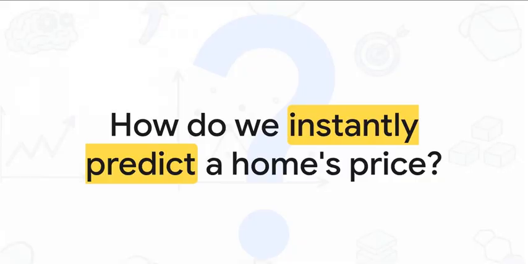Just think about this for a second. How does a computer look at, say, 10,000 past home sales with all their crazy variations in size, age, location, and then instantly predict the exact price of a totally new listing? Real-life data is messy, it's chaotic. Guessing unknown values feels like it should require some deep human intuition or, I don't know, some kind of AI magic. But here's the secret.